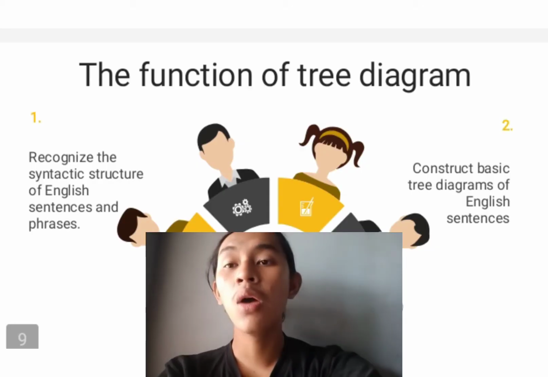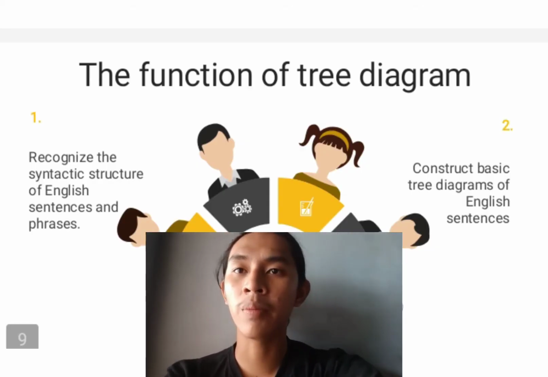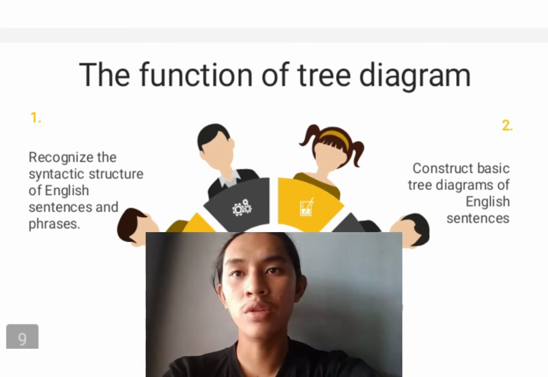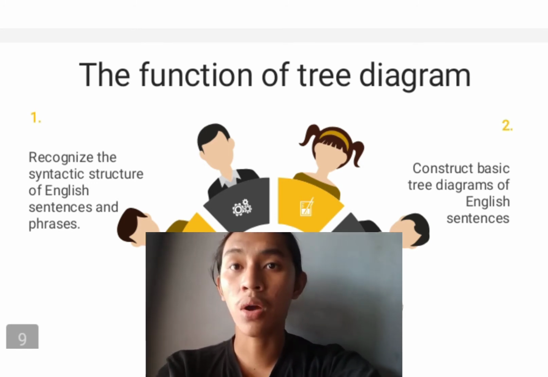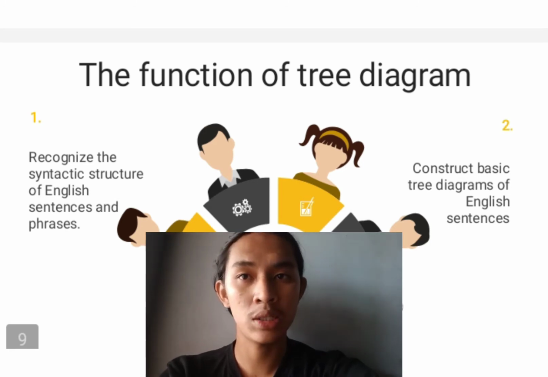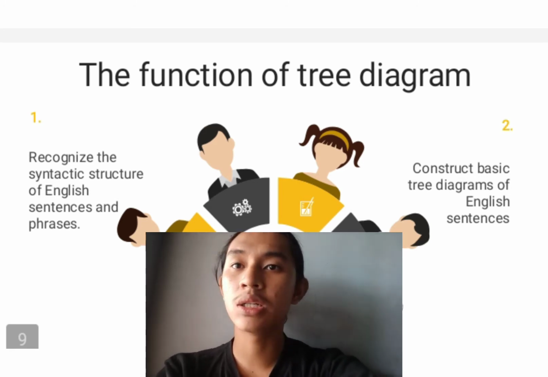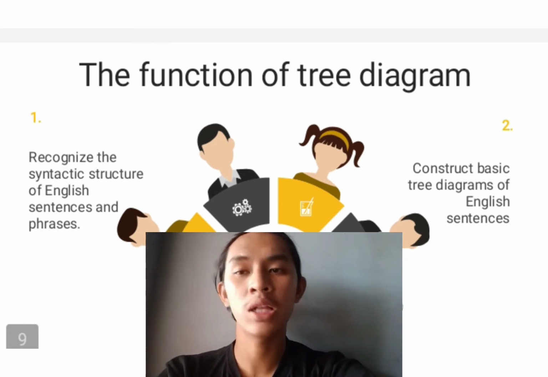And the second, what are the functions of a tree diagram? There are several functions of the tree diagram. The first is to represent the syntactic structure of the English sentence and phrase. And the second is to convey the basic tree diagram of the English sentence.